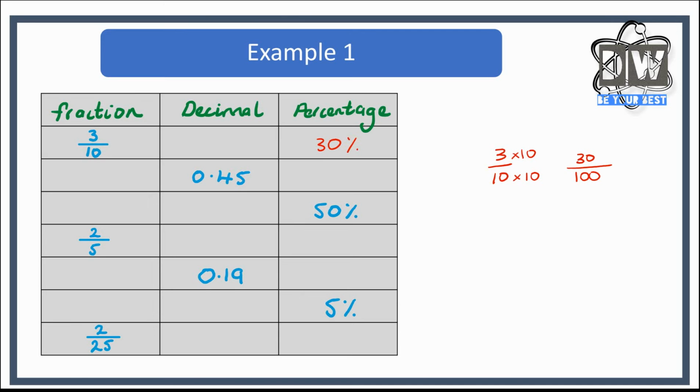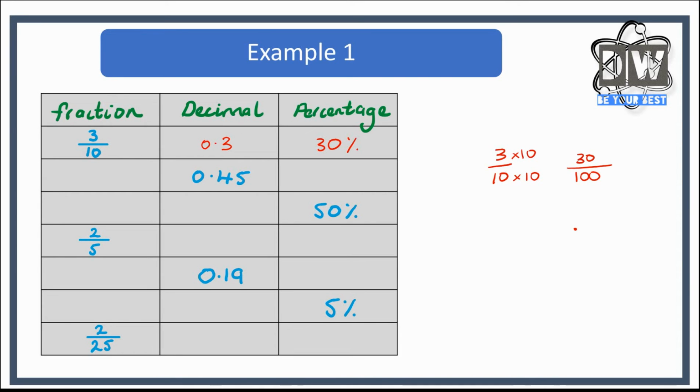Now to get the decimal, very simply, we're taking 30 and we're dividing it by 100. And we can see if we divide it by 100, we'd end up with 0.3. Right, because we've got 30, we've got our point there, and we're dividing it by 100. So we're going to get 0.3. Okay, so let's move down to the second one. So this is the 2/5 one.